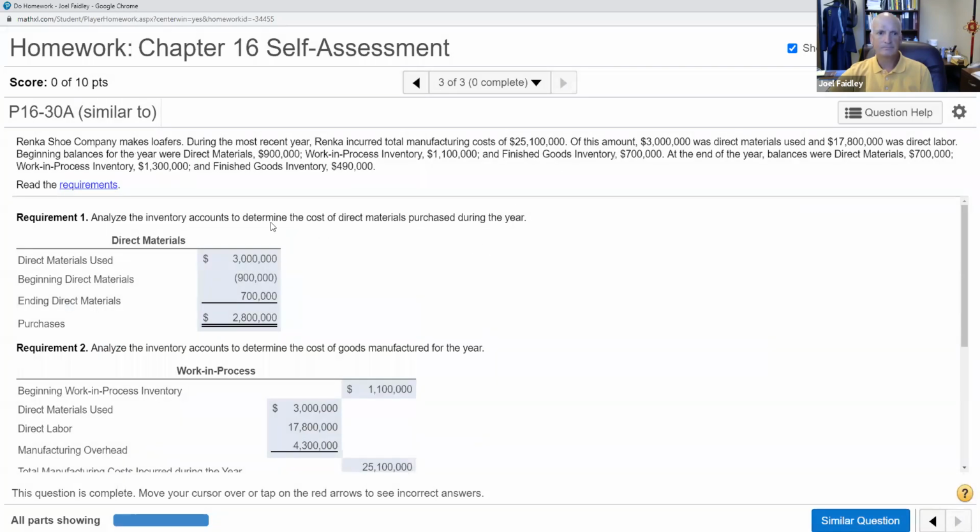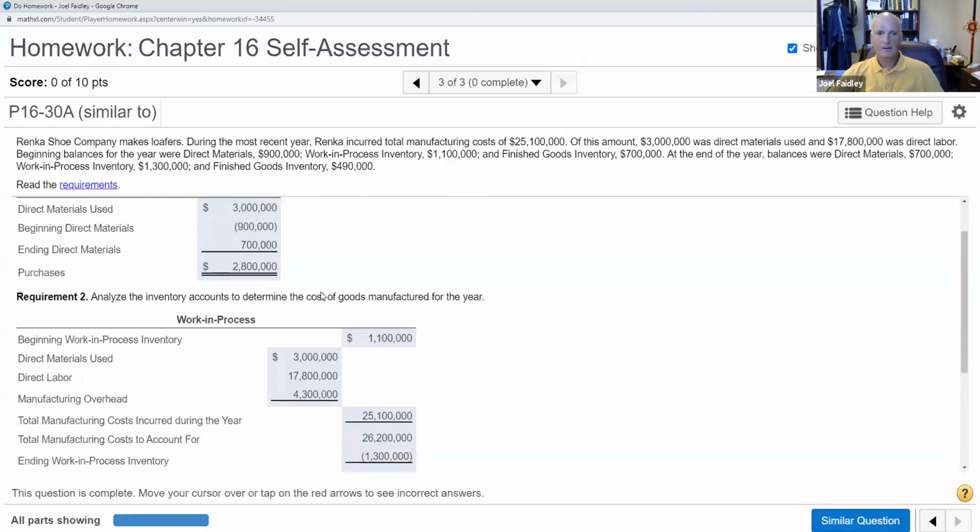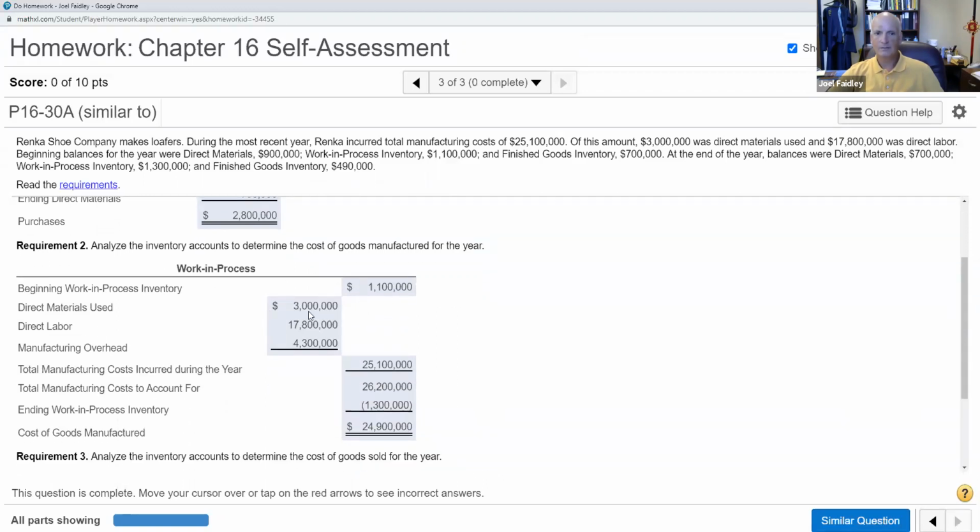And then finally, they give all that information there in a paragraph at the top. Direct materials used, 3 million right there. Beginning direct materials, 900,000, ending. So purchases must have been 2.8 million. You could probably use that other formula I gave you instead of using a new formula here to fill in the blank. Beginning work in process, 1.1 million. Here's my direct materials, direct labor, overhead, the big three again. These are all product costs, inventoriable on your balance sheet.